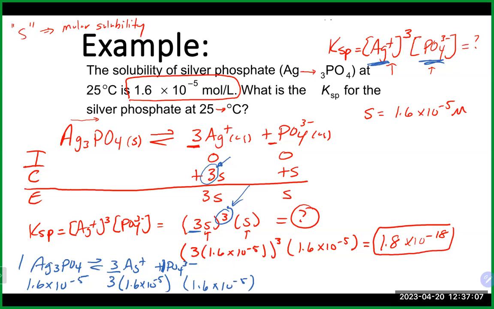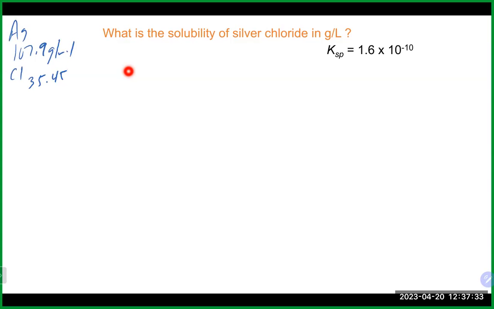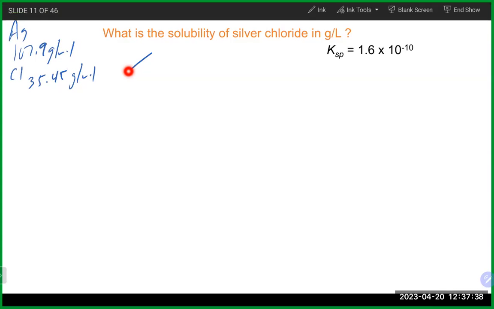All right, I tried one, you try one. Here we go. What is the solubility of silver chloride in grams per liter? The Ksp is 1.6 times 10 to the minus 10. And silver is, I think, 107.9, I hope. Yeah, this is still ish. And chlorine is 35.45. All right, give it a go, see what you come up with.